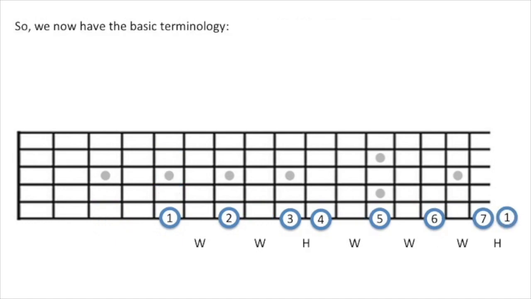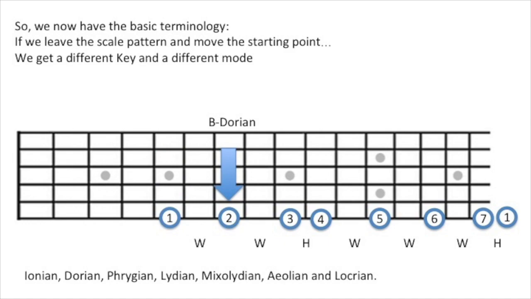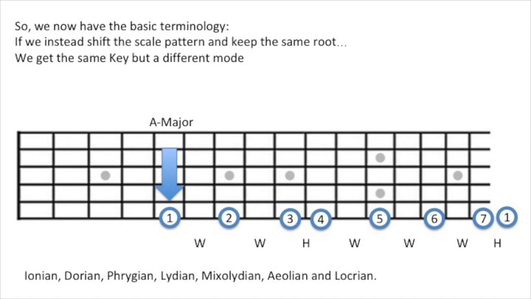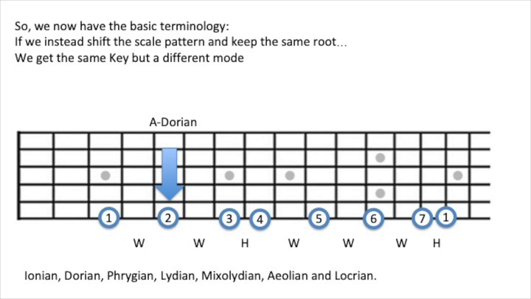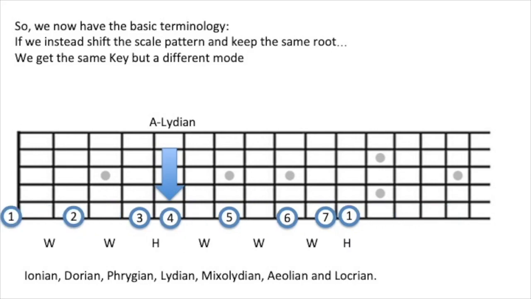Okay, we're ready to understand the terminology. If we leave the scale pattern and move the root, then we get a different key and a different mode. Just for fun, let's see the mode names, but I'll confess, I still don't remember these modes. This would be B Dorian. This would be C sharp Phrygian. This is D Lydian. If we instead keep the same A root, but shift the scale, then we get different modes of A. So, here is A Dorian. This is A Phrygian. This is A Lydian.